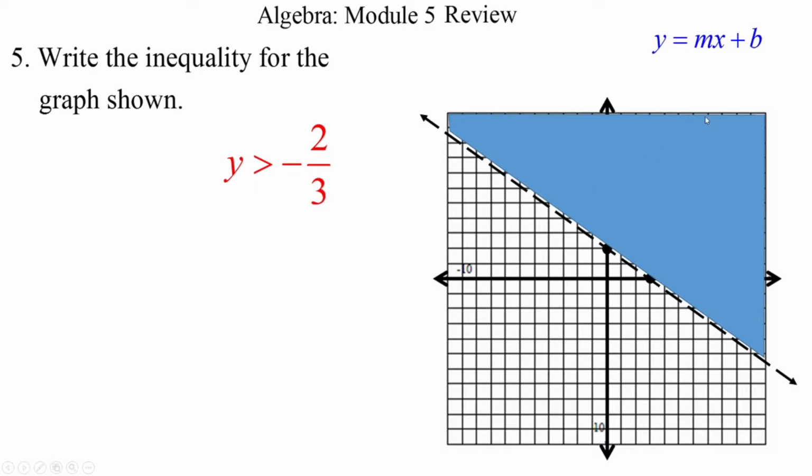And then don't forget your factor of x. Okay, so y is greater than -2/3 x, and now all I need is my y-intercept, my plus b. And the y-intercept of that boundary line is +2. So let's just put a +2 there. And this inequality represents this graph right here.